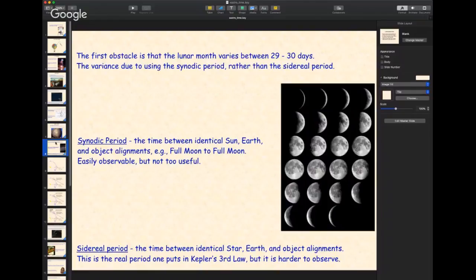Then there's the sidereal period, which in some sense, it's got the word star in it. It's the real period. It's the orbital period. And this is the time between identical star, Earth, and object alignments. This is the real period. This is the period that you put in Kepler's third law, Newton's form of Kepler's third law. It's the physical period, but it's a lot harder to observe. It's not as blatantly obvious as full moon to full moon.